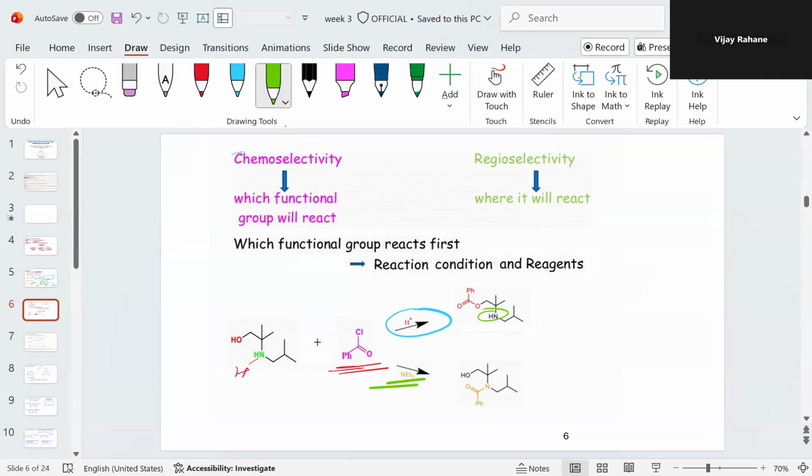But if you do the reaction in the presence of triethylamine, what happens? Then this nitrogen in the basic condition is more reactive compared to the hydroxy group, and we get the selectively N protected compound. So just by varying the condition, like here acidic condition and here basic condition, we get the different selectivity. So this selectivity is basically either reactivity difference between the functional groups or the reactivity difference in the reaction condition or the reagent.